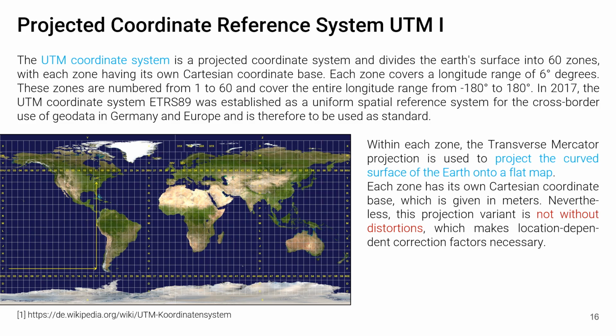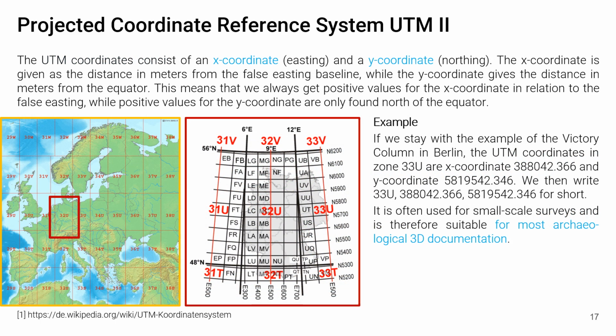The reference point for the height, here the y-coordinate, is the equator itself. The UTM coordinates consist of an x-coordinate, here easting, and a y-coordinate, here northing. The x-coordinate is given as the distance in meters from the false easting baseline, while the y-coordinate gives the distance in meters from the equator. This means that we always get positive values for the x-coordinate in relation to the false easting, while positive values for the y-coordinate are only found north of the equator.